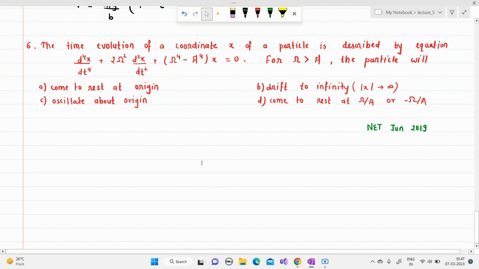So the question is, the time evolution of coordinate x of a particle is described by an equation. This equation is given to us, and it is asked that when omega is greater than a, the particle will, and these are the four options. This question has been asked in the NET exam. So let's try to do it, how do we solve the problem.